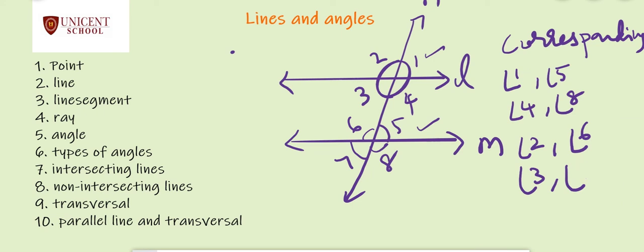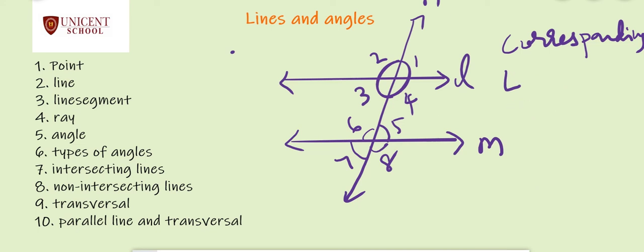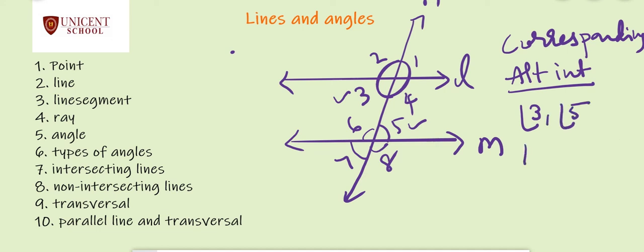Now let us see what alternate angles are, alternate interior angles and alternate exterior angles. So we'll say alternate interior. Alternate interior angles are the angles which lie opposite to the transversal and lie interior. So angle 3 and angle 5, and angle 4 and angle 6 are named as alternate interior angles. And the relation is again, these two angles are equal and these two are equal.